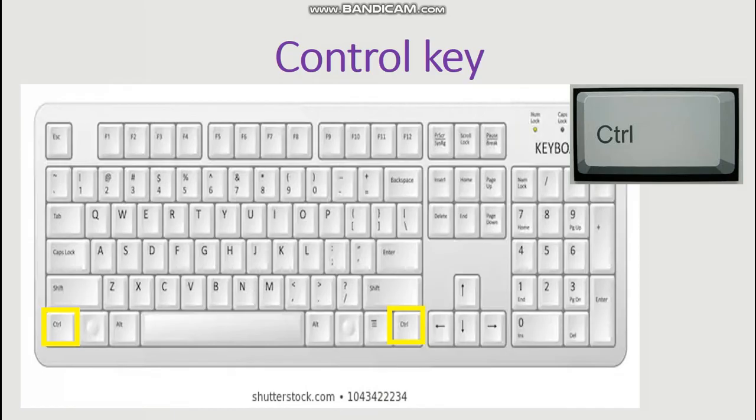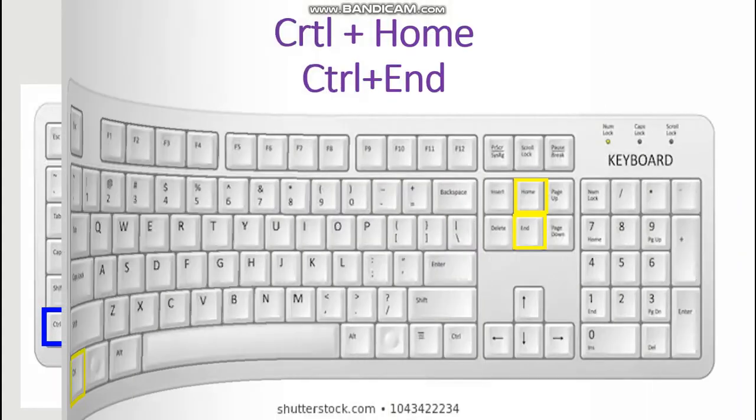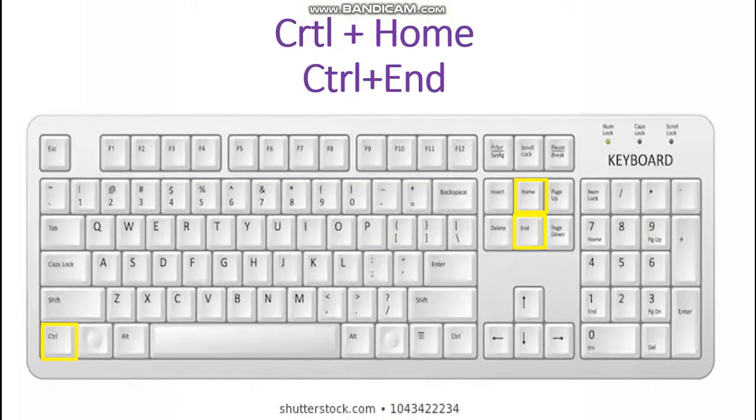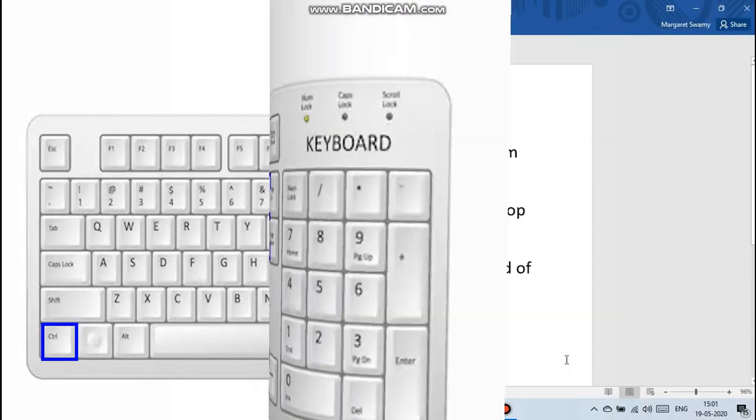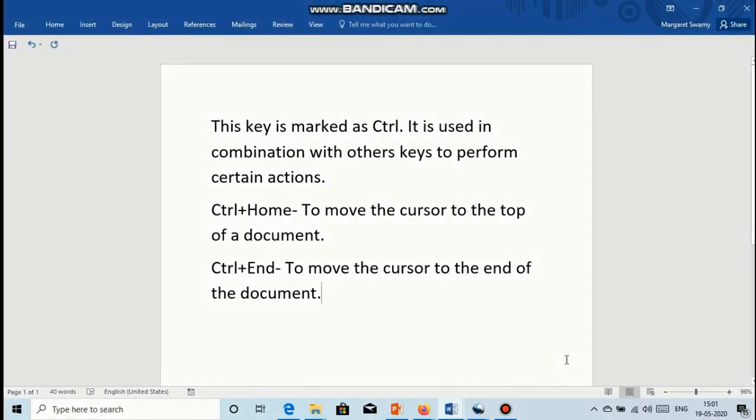The next key is the Control key. This key is marked as CTRL. It is used in combination with other keys to perform certain actions. There are two Control keys on the keyboard. Control plus Home moves the cursor to the top of the document and Control plus End moves the cursor to the end of the document. Let us see with an example.